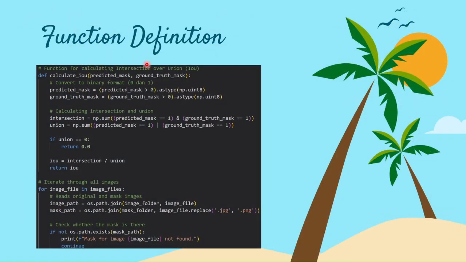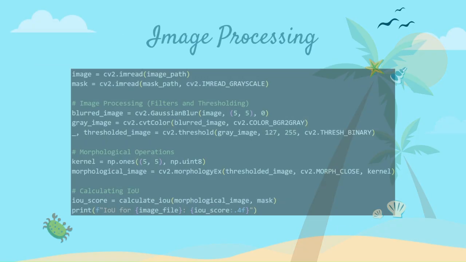Next, we define the functions used in the program. This is done to ensure that the code is reusable, concise, organized, and efficient. By using functions, we can easily apply the same operation to different images without repeating the same code, thus optimizing the process.